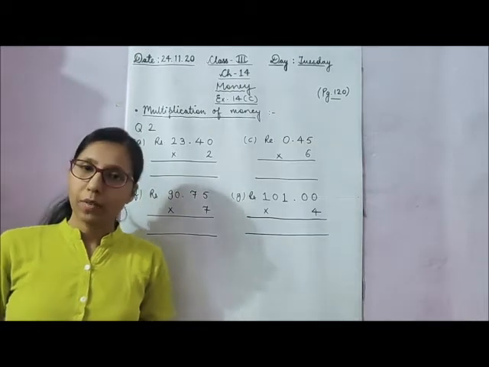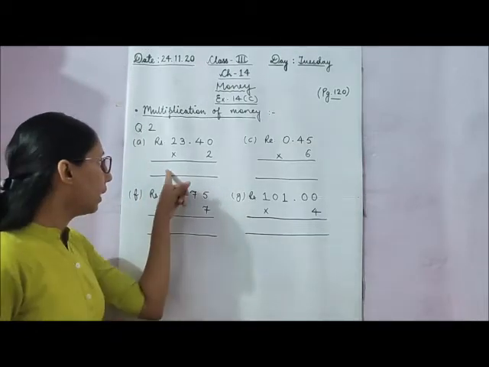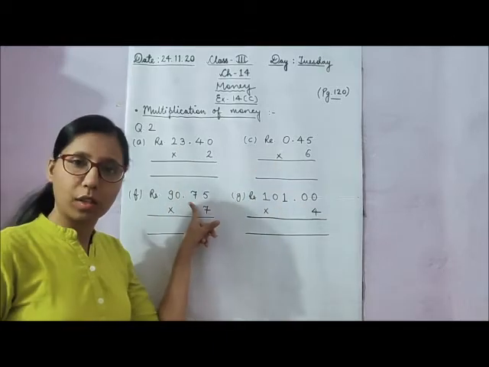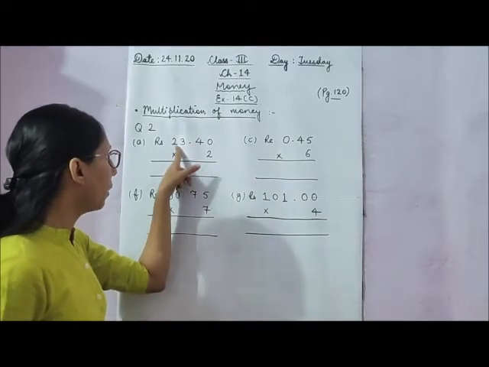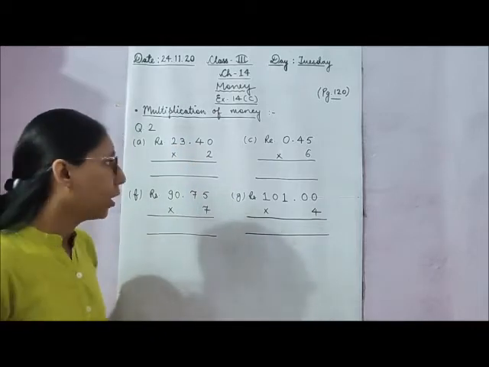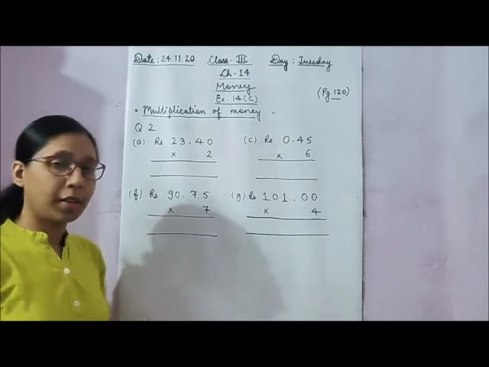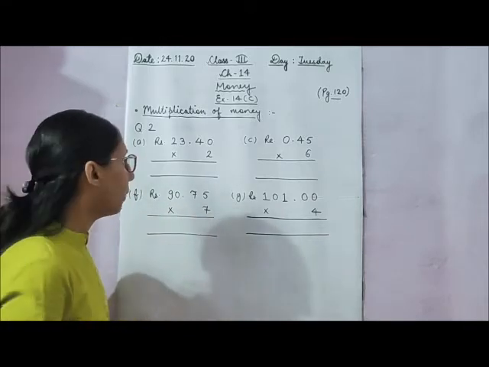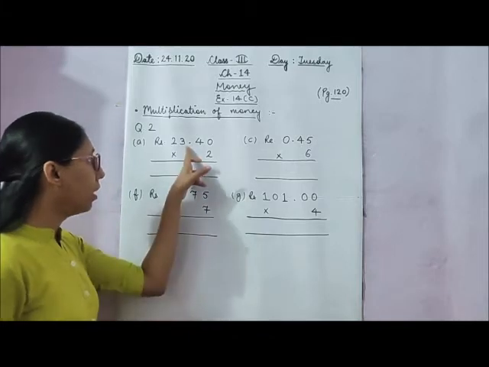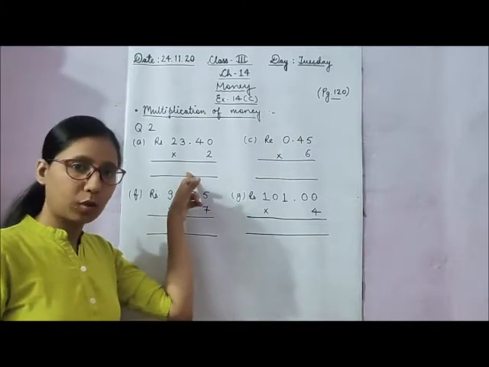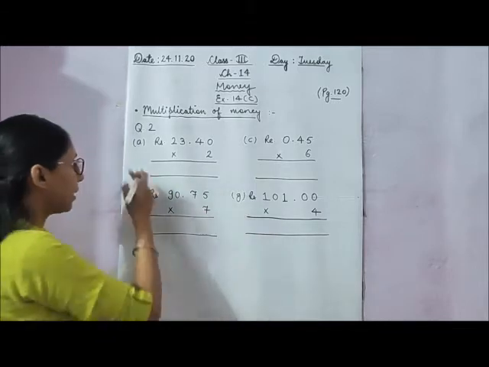Question number 2. Again, we have to multiply here. But here the numbers are given like this, in which decimal point is also given. So before the decimal point there is rupees and after the decimal point there is paise. So we have to multiply like ordinary numbers. But you have to remember one thing over here. You will put a decimal point just below the decimal point.